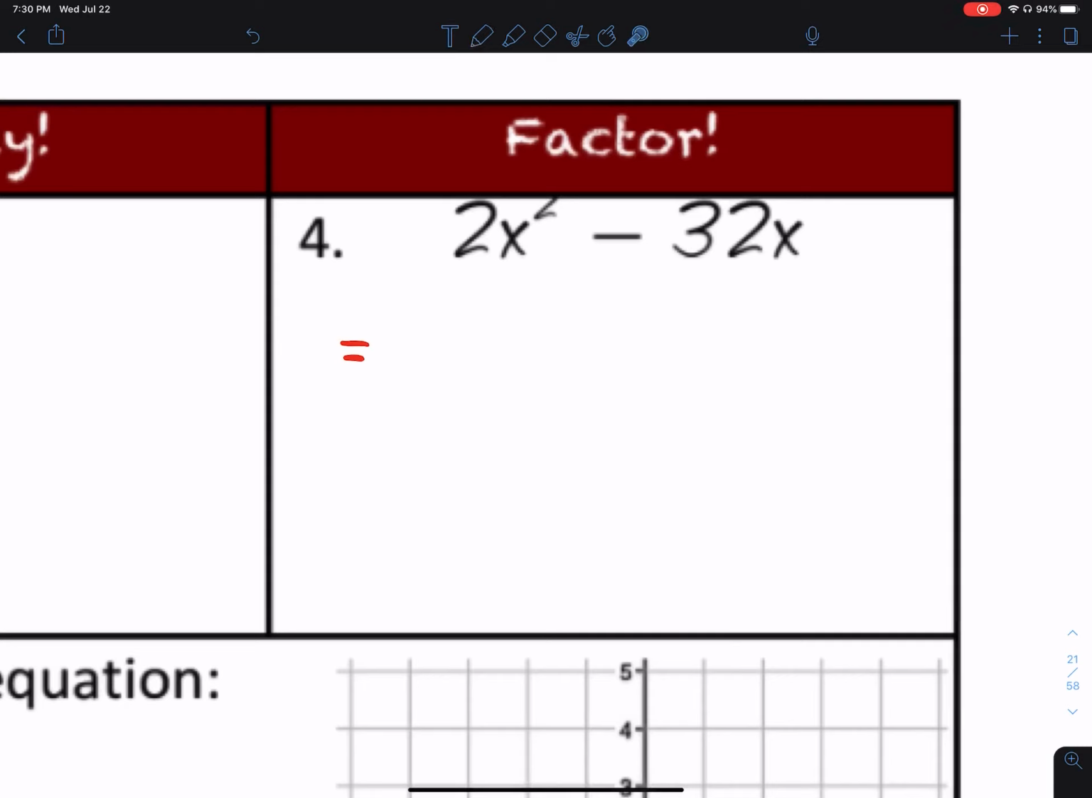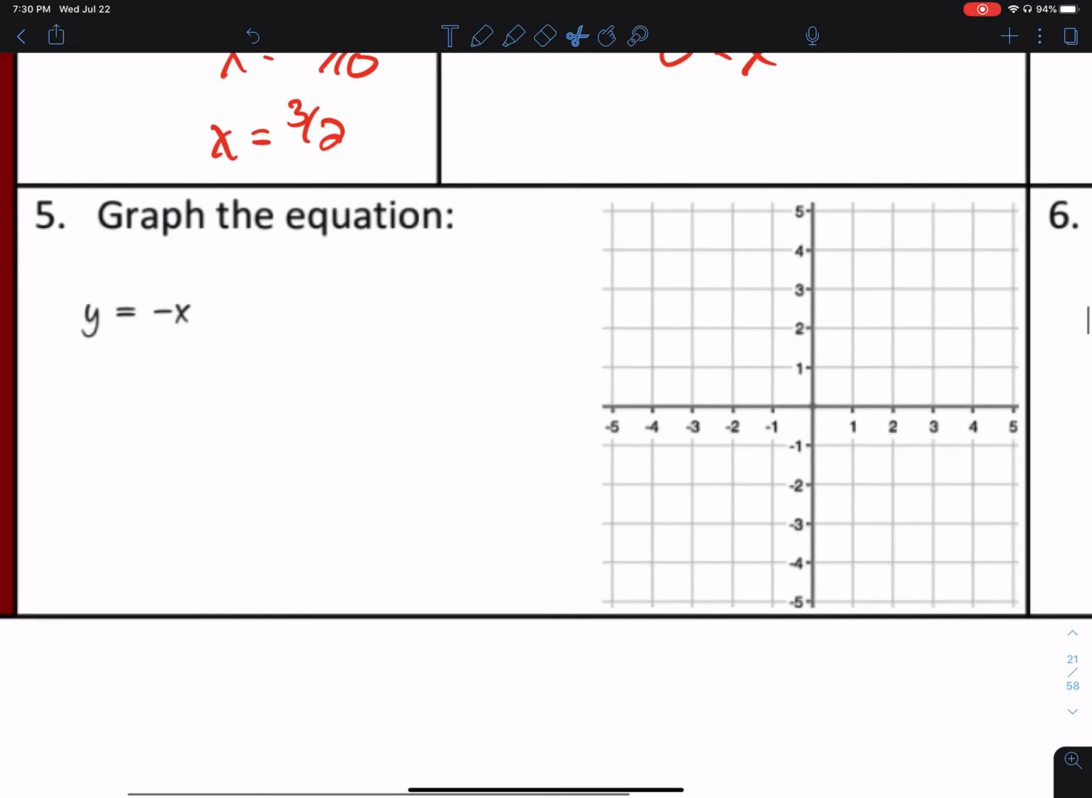What's the greatest common factor between these two terms? Well, they both have a 2 in it, and they both have an x in it. So the GCF is 2x. So what remains? 2x squared divided by 2x. Well, we're going to have an x left over, minus 32x divided by 2x. The x's cancel. 32 divided by 2 is 16. That is factored.